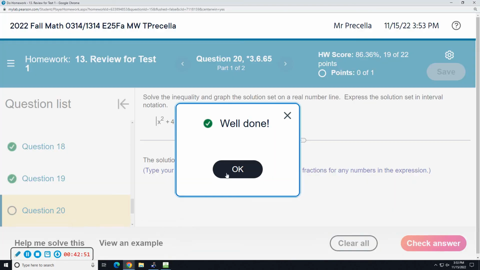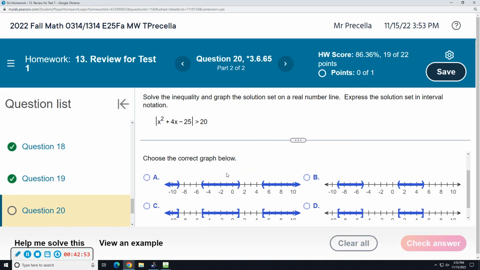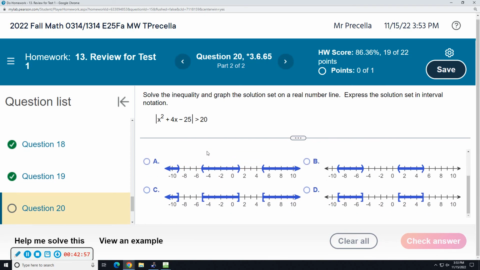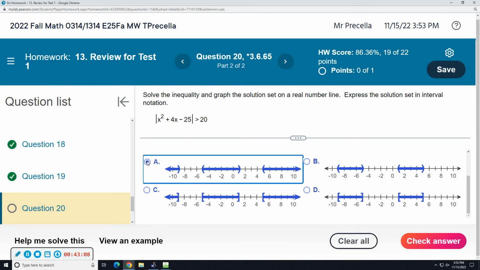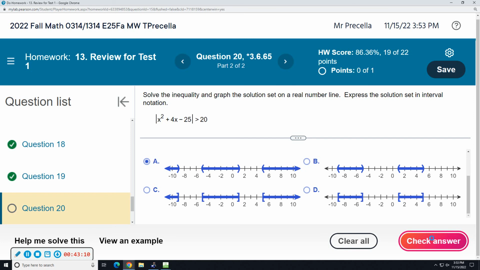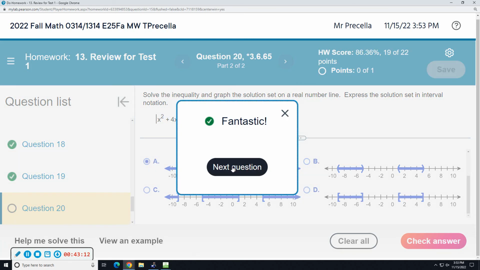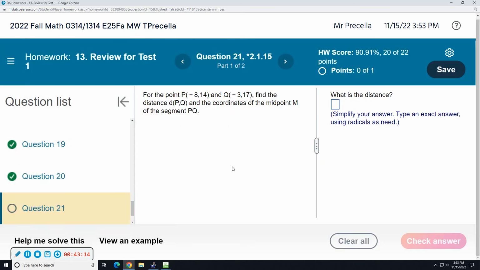Number 20. No, oh wait, we're not finished. Remember, a parenthesis is the same thing as an open circle. So looking at my graph, or looking at the graph you have there, I think it's A, isn't it? Okay. Finally, 21, no cut point. Finally. Okay.